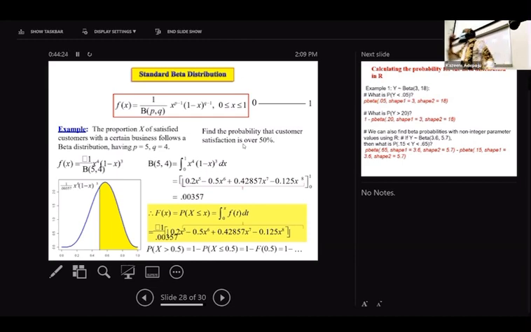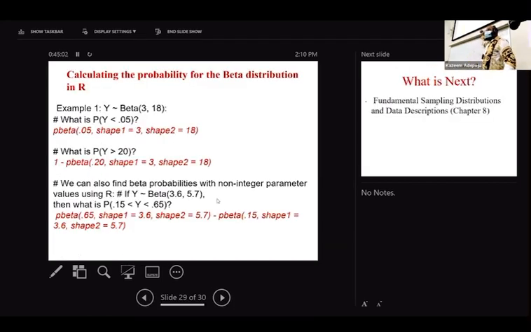Why not use software instead? If you want to solve this in R, instead of using the whole of this, since they say more than this, I'm just going to do 1 minus pbeta. I'm going to indicate 0.5. Then shape one, which is the value of p, 5, shape two, 4, and the lower tail, whatever. This is going to give me results in no time. Very easy. Because of that, I provided some examples in R.